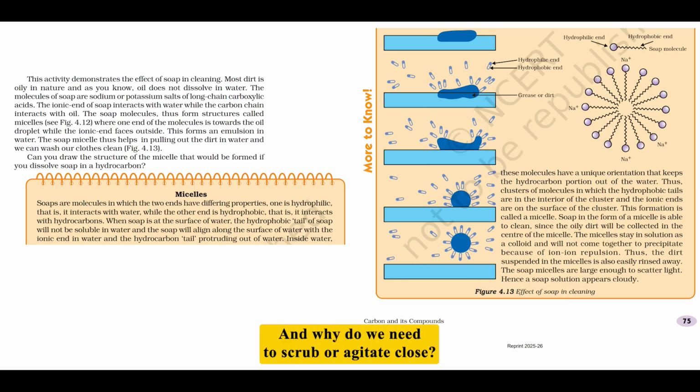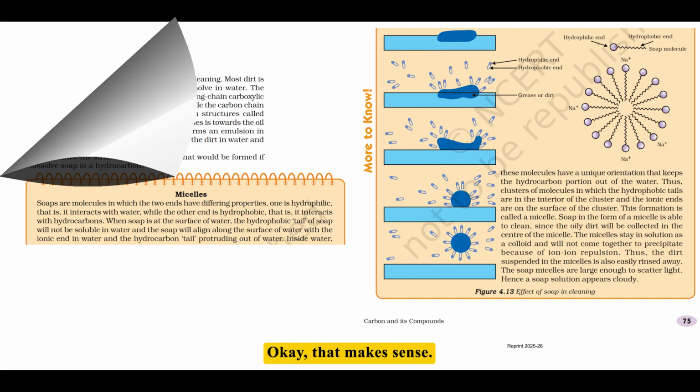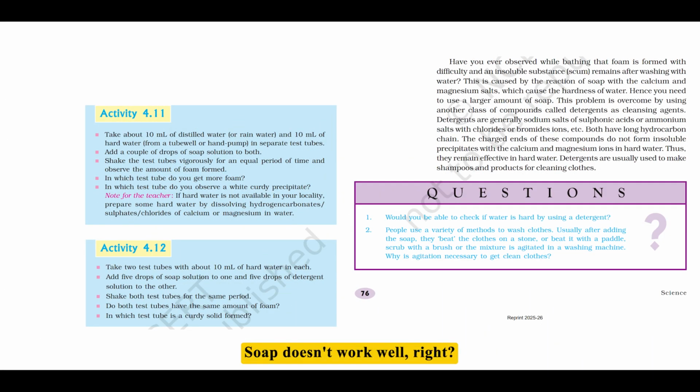And why do we need to scrub or agitate clothes? To help dislodge the dirt and mix the soap around so it can form micelles. Exactly. Agitation helps the process along. Okay, that makes sense. But what about hard water? Soap doesn't work well, right?